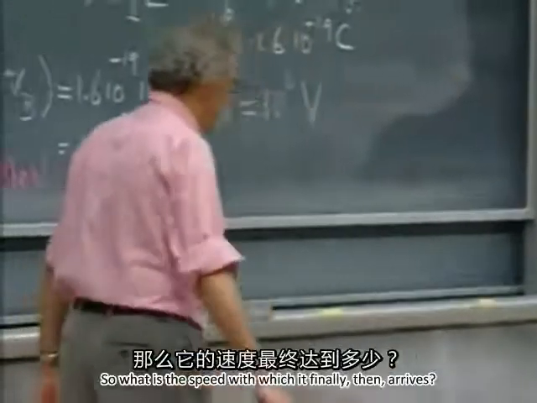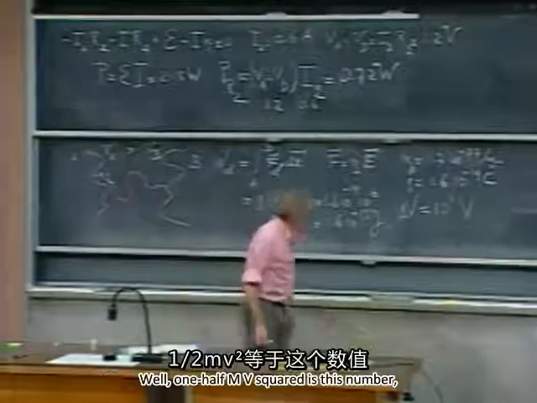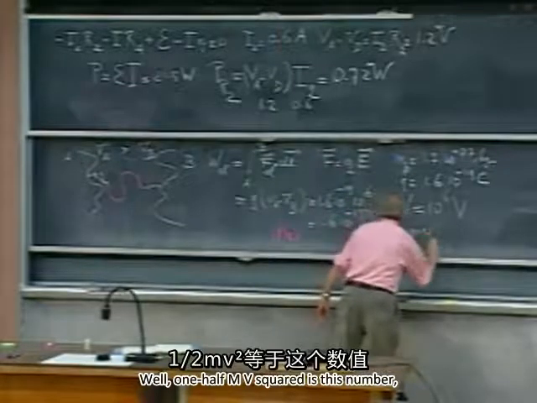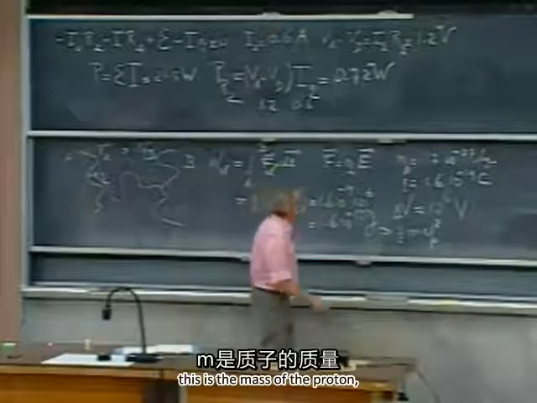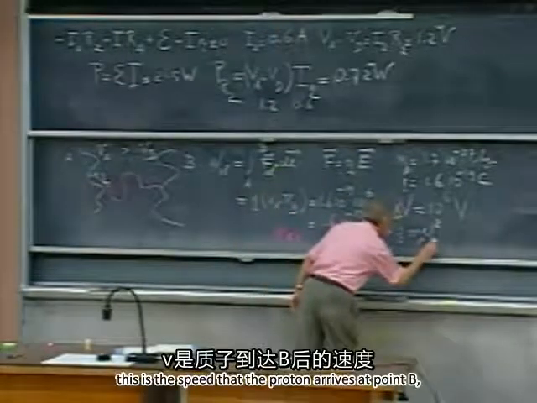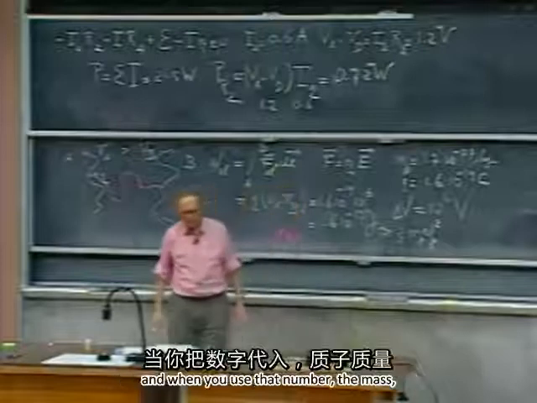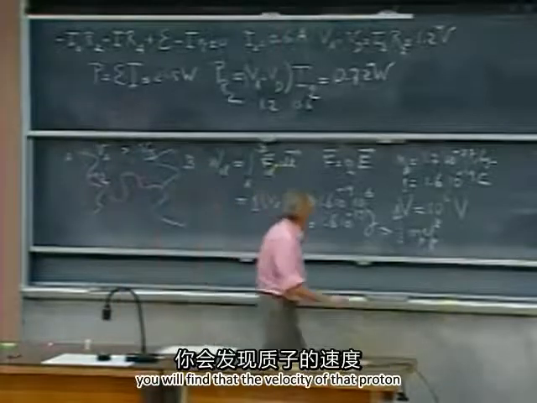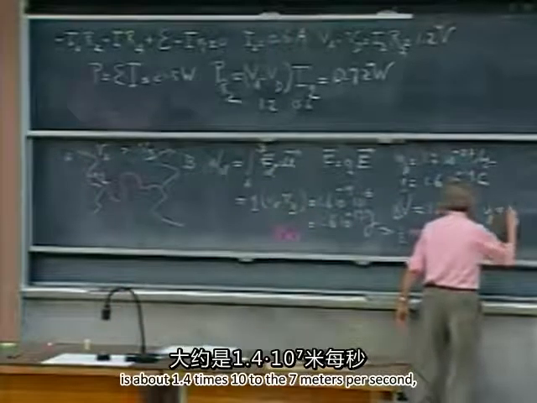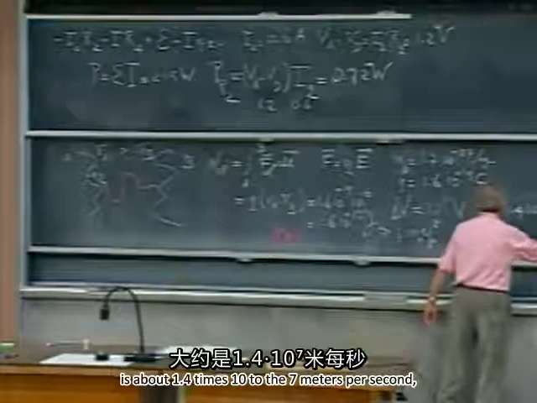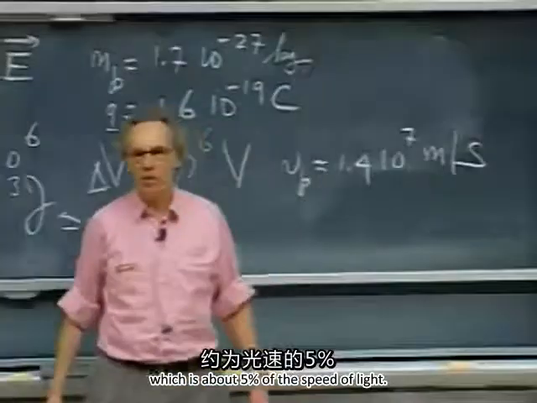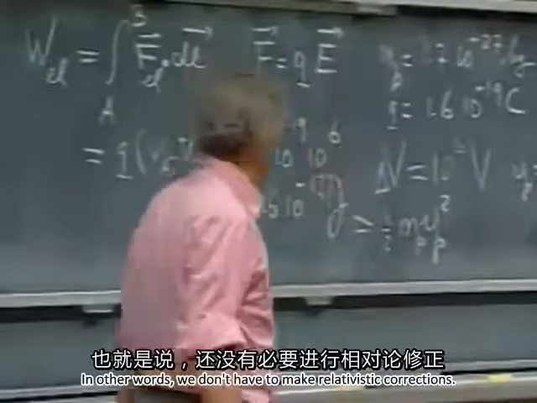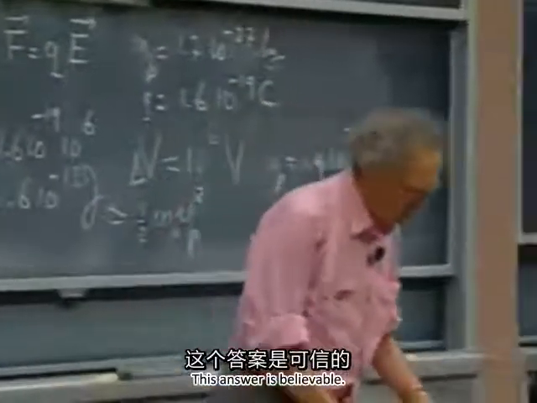So what is the speed with which it finally arrives? Well, 1/2 mv squared is this number. This is the mass of the proton, and this is the speed that the proton arrives at point B. And when you use that number for the mass, you will find that the velocity of that proton is about 1.4 times 10 to the 7 meters per second, which is about 5% of the speed of light. In other words, we don't have to make relativistic corrections. This answer is believable.